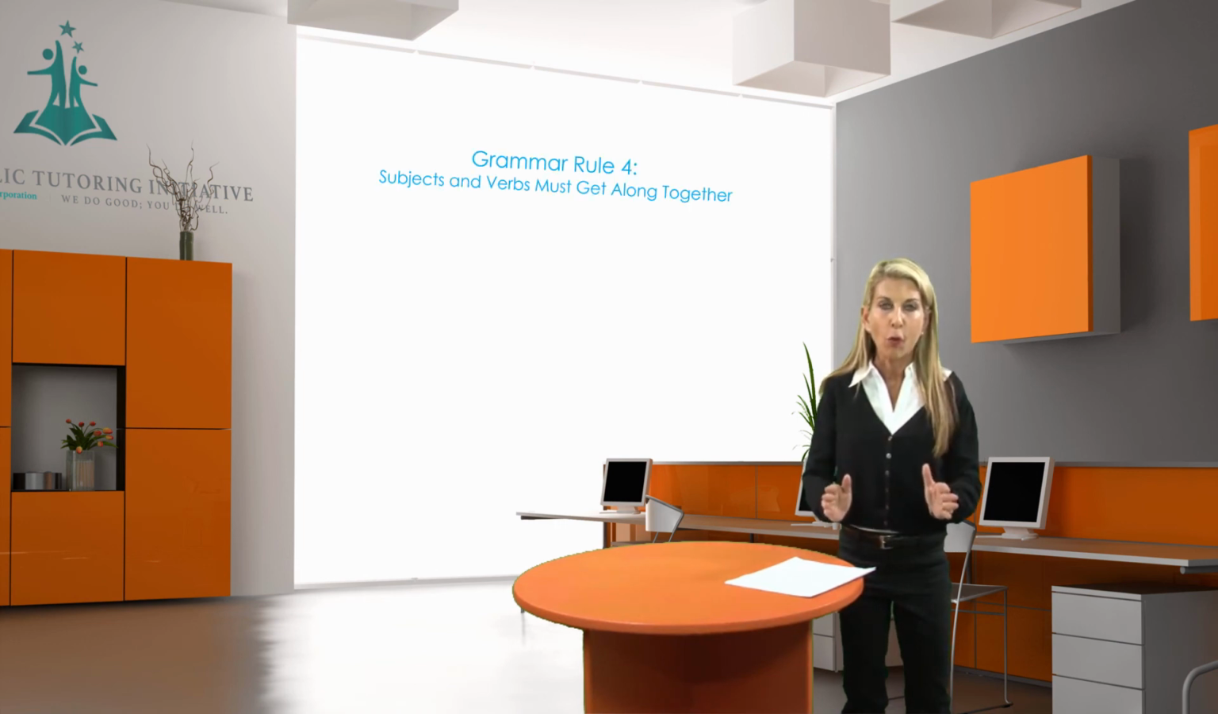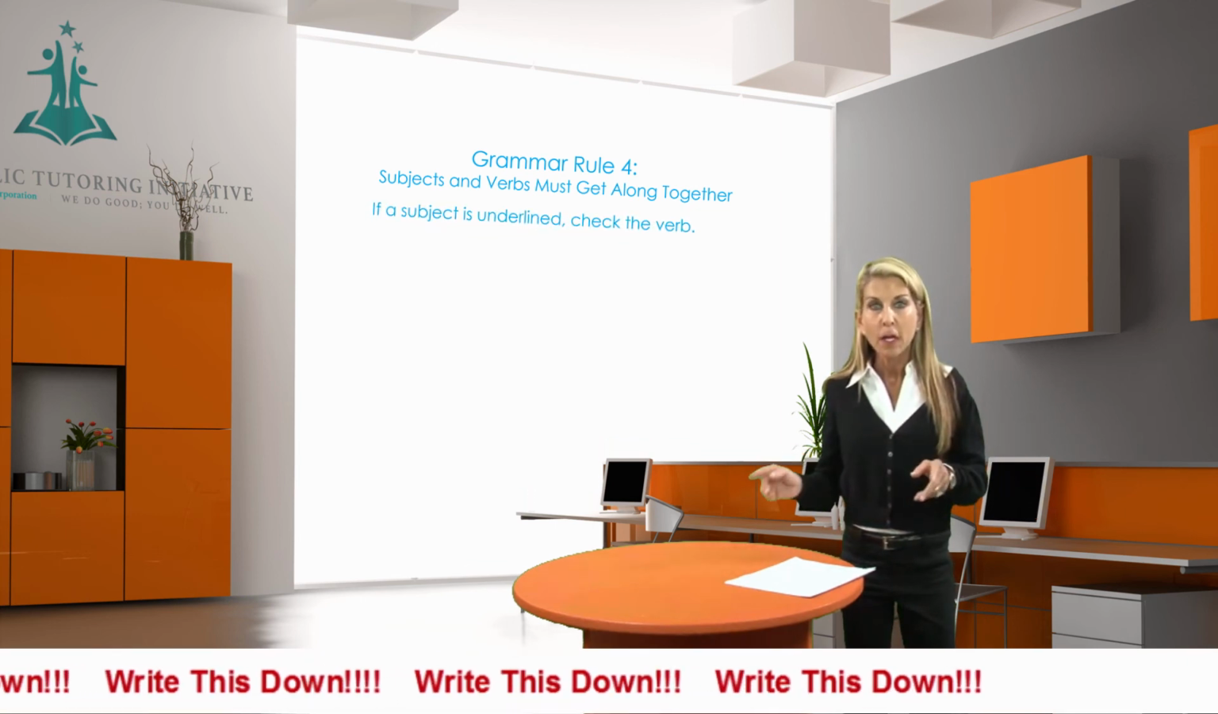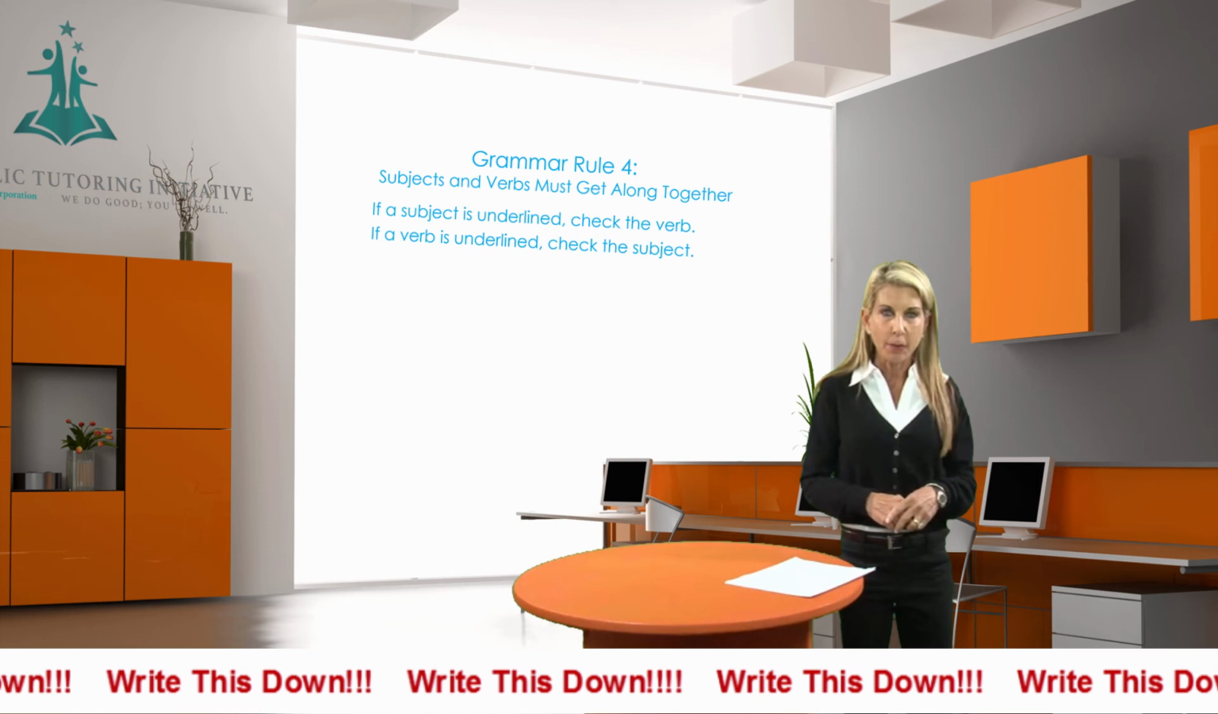Okay, so you guys have done a great job learning the building blocks. Now we can learn another very important grammar rule. Grammar rule number 4. Make sure that the subject and the verb make sense together. If a subject is underlined, check the verb. If a verb is underlined, check the subject.